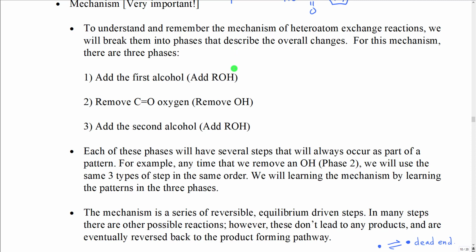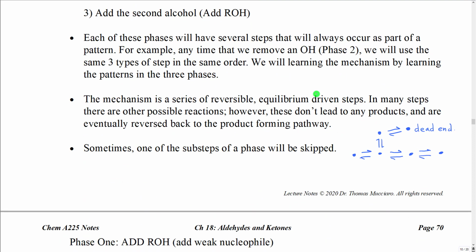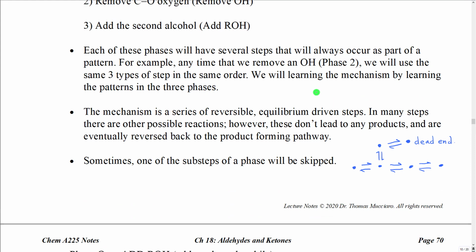So we're going to break this down then into three phases. The first phase, we're going to add the first alcohol. Then we're going to remove the carbonyl oxygen to make room so that then in the third phase, we can add the second alcohol. Each of these phases will have several steps. They generally occur in the same way. And so what we can do is learn what the three basic steps are and how they occur, and then apply them to the phases.